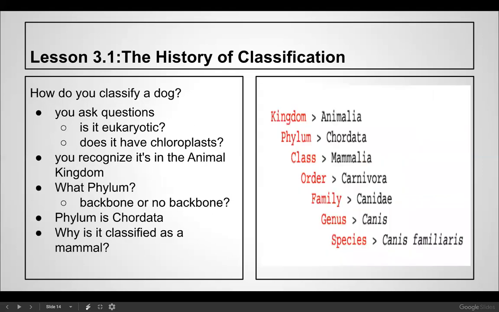How do you classify a dog? You've got to ask questions. Is it a true cell? Does it have chloroplasts? Right, so it's an animal because it doesn't have chloroplasts. You recognize it in the animal kingdom. What phylum? Does it have a backbone or not a backbone? So these are all going to be questions where you kind of say, is it this or that? What we call a dichotomous key. You can ask questions and divide it up into either group A or group B, right? Plant or animal, that type of thing.